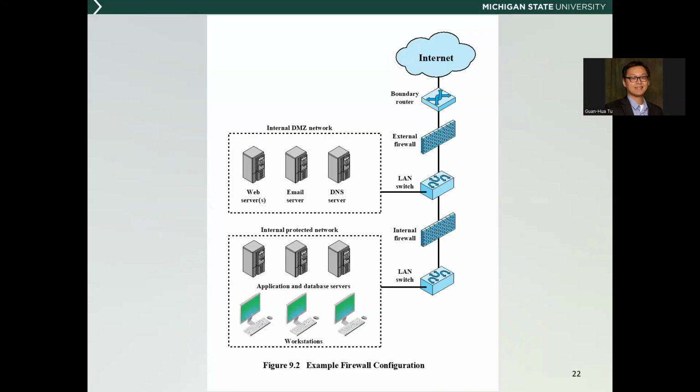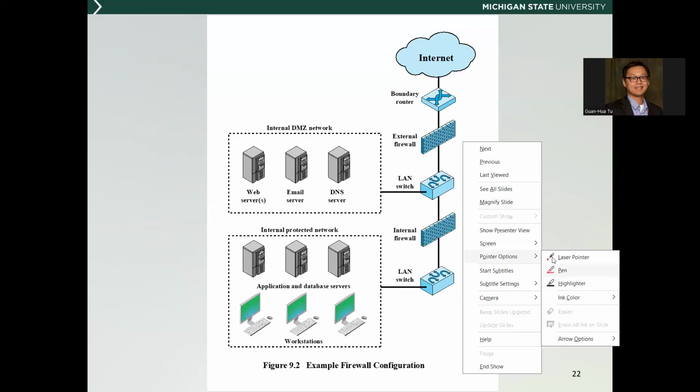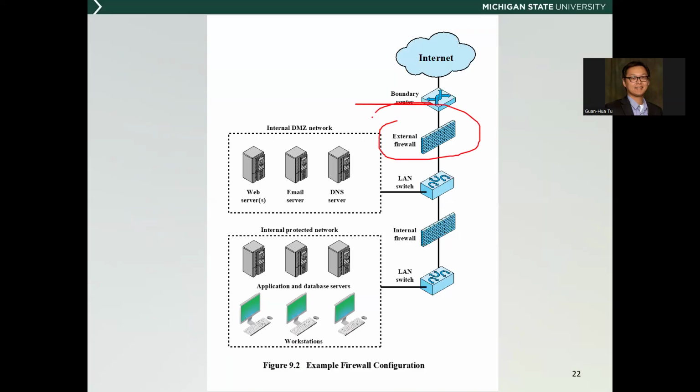So, here is an example of how we deploy the firewall. We can have an external firewall and an internal firewall. The network between the external firewall and the internal firewall is called the DMZ, the demilitarized zone. We will put some servers that provide users with interface functions there.